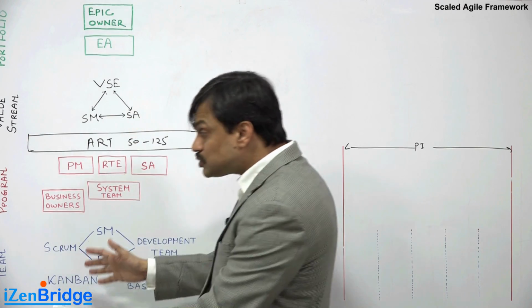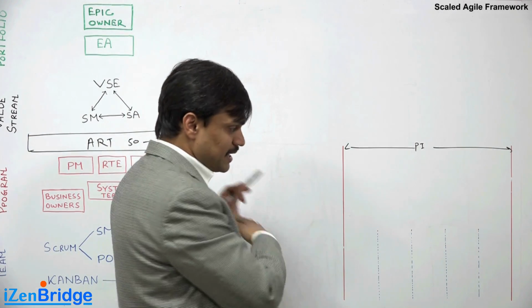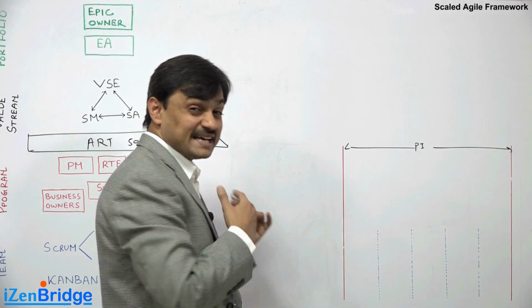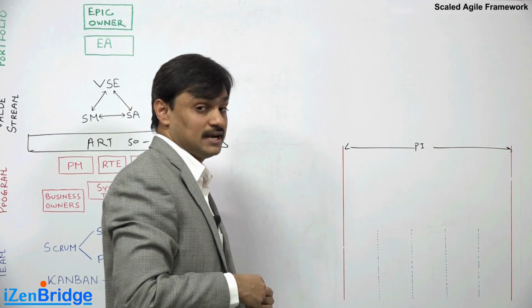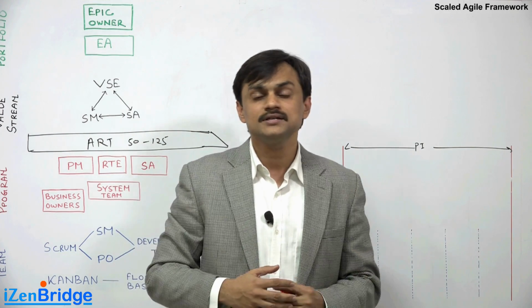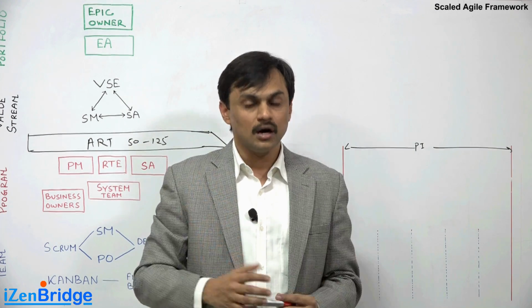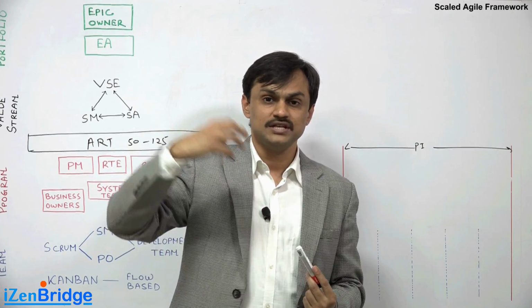So we discussed the roles, we discussed the time box and the mechanism, or the cadence, we want to follow when we follow Scaled Agile Framework. Now the question comes in: how does the work, how does the content, start flowing to this development team?